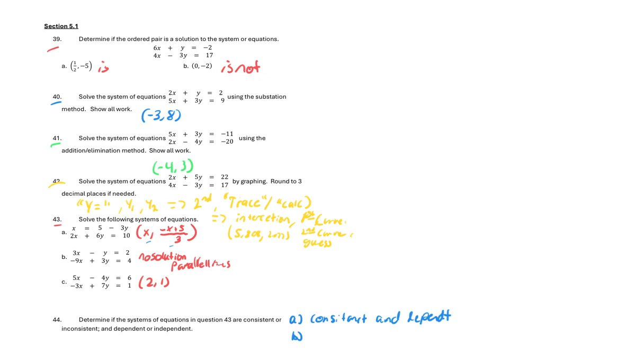B, they are inconsistent and each line is independent of each other. So inconsistent, meaning no solution, and independent, meaning they're not the same line. And then C, we get to a fixed point, so that means it is consistent and independent. Meaning it doesn't rely on some other solution.